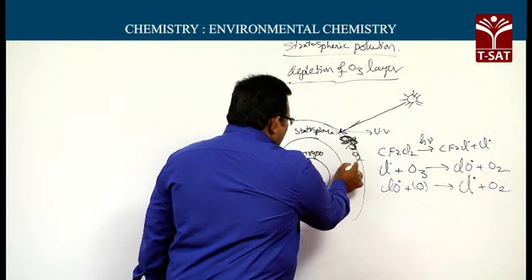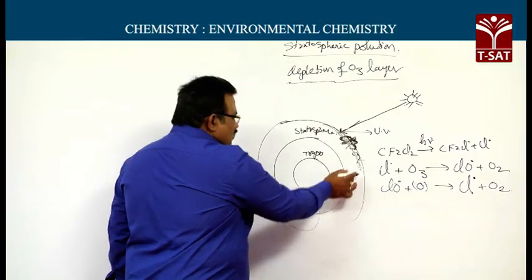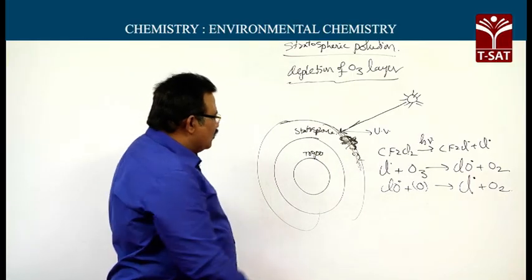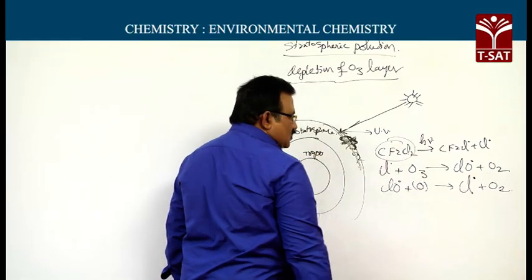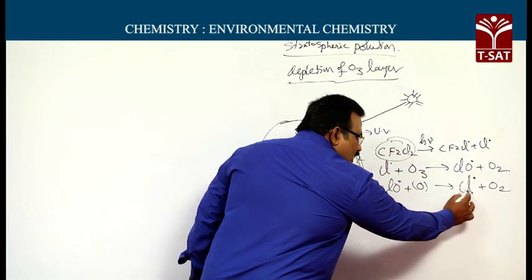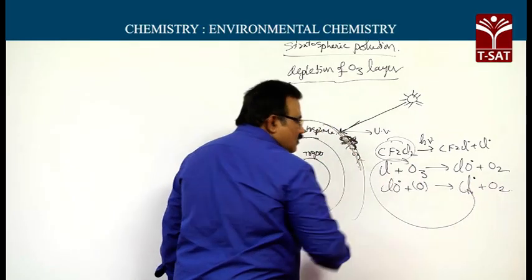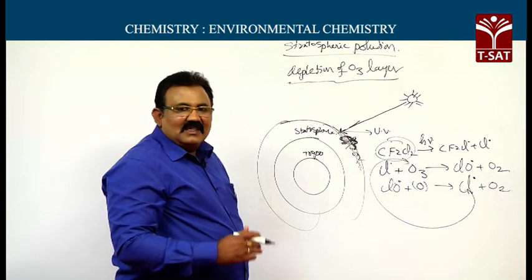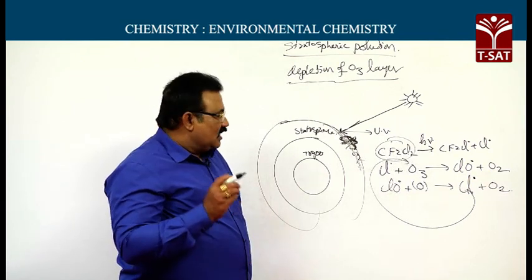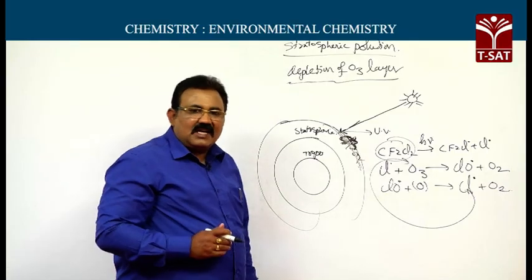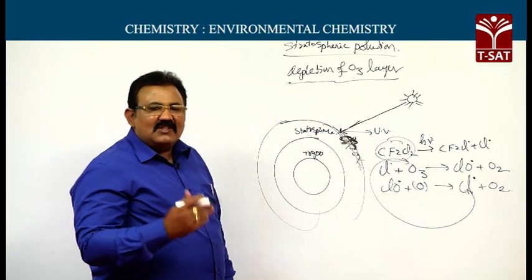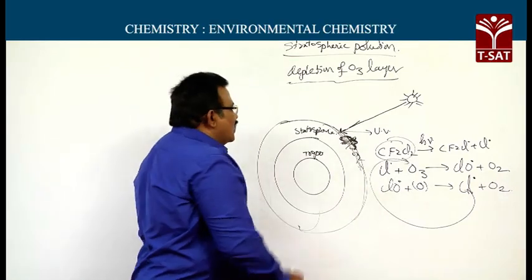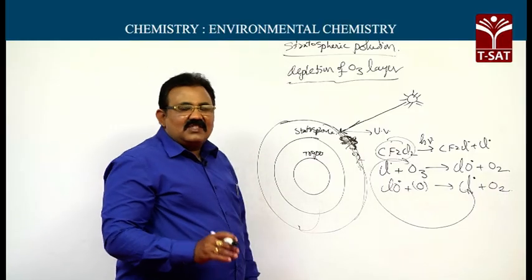In this way, the ozone layer is depleting day by day because of these chlorofluorocarbons. The chlorine radical thus liberated again depletes the ozone molecule. In this way, a chain reaction takes place. A single chlorine radical will destroy millions of ozone molecules. Because of this depletion of the ozone layer, severe effects will take place.